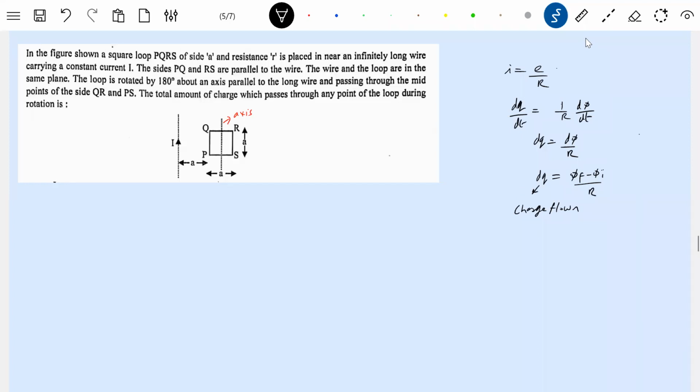What charge has flown through the loop? How to calculate the flux? I think we'll take a small elemental area at a distance x, dx. I think everyone knows how to calculate this. So dφ is equal to B into dA, where B is μ₀I by 2πx. dA will be a into dx.